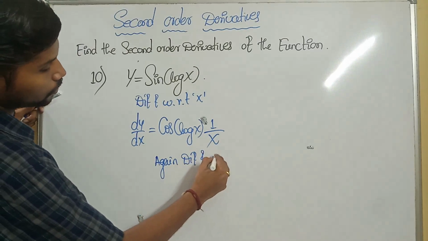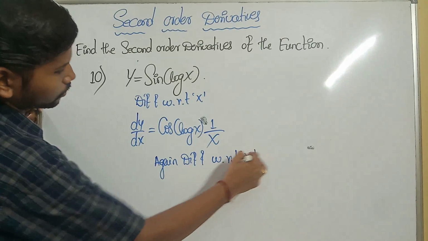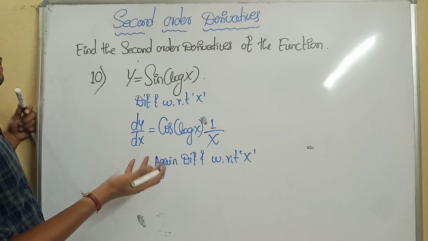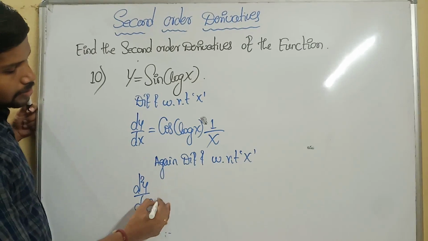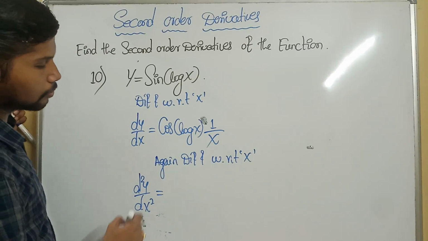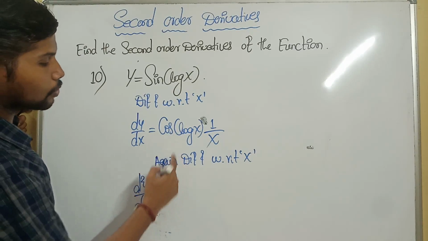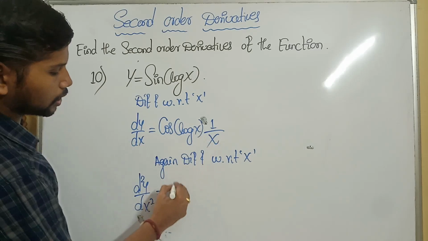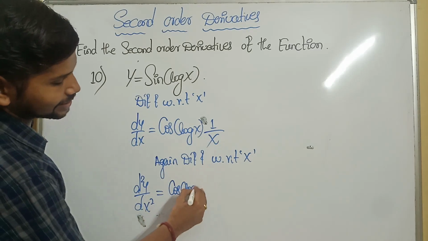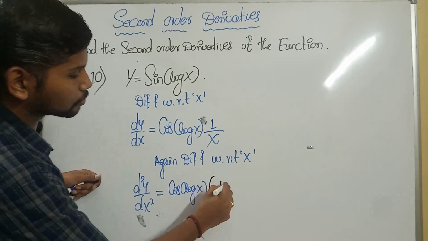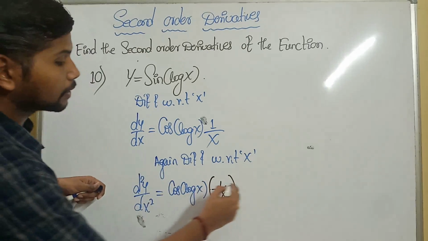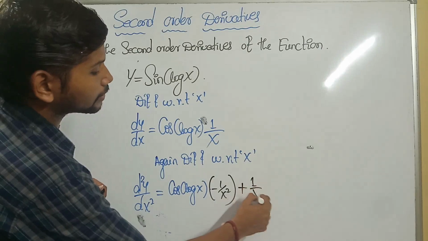After this, again differentiating with respect to x, I need to apply either u by v or u into v. It will be d square y by dx square is equal to, concentrate on the board, I'd like to take u into v. This is u, this one is v, cos of log x as it is. What is the derivative of 1 by x? Yes, it is minus 1 by x square, plus 1 by x as it is.